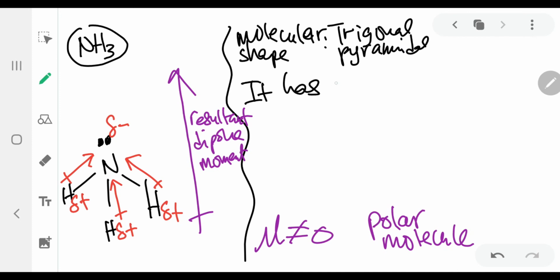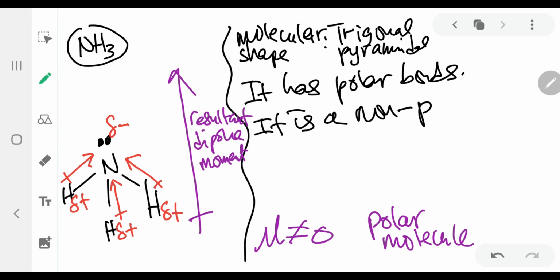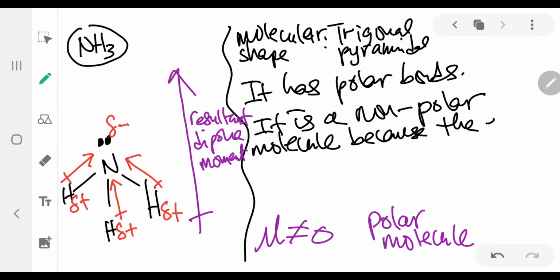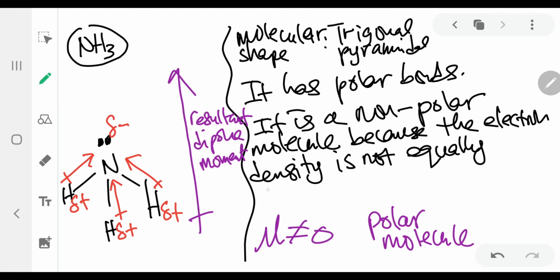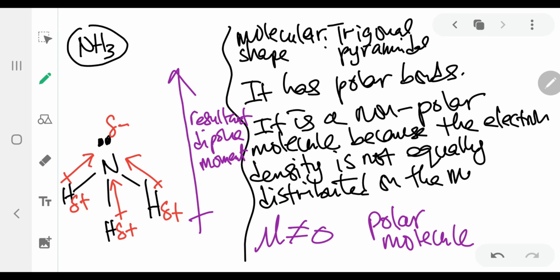It has indeed polar bonds, but it is a polar molecule because the electron density is not equally distributed on the molecule.